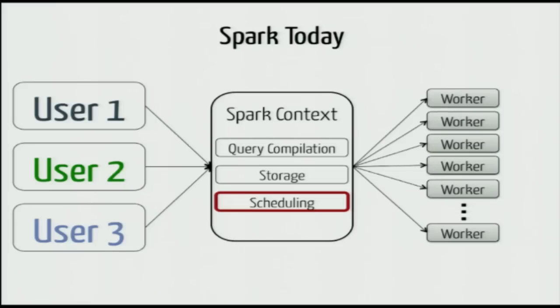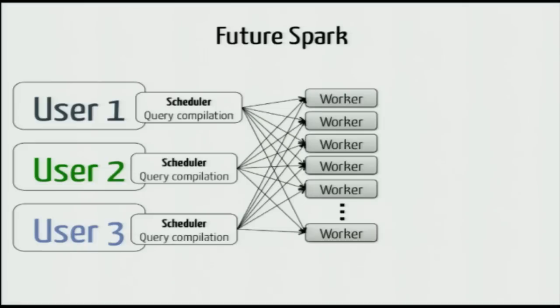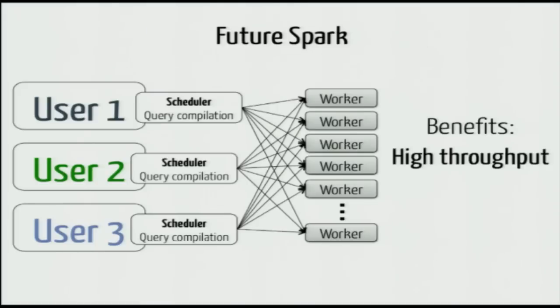So this is our diagram today of what Spark currently looks like, and there's the scheduling component that may be the bottleneck. What we envision the future of Spark looking like is that each user has their own Spark context. So each user does this query compilation on their own, and they also do scheduling totally independently. With Sparrow, we take this extreme viewpoint where we use schedulers that don't have any coordination, which has a lot of nice benefits. It has great throughput benefits.